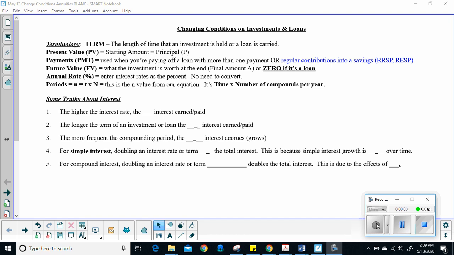Okay, we're going to take another look at the effects of compounding interest on things. We're going to start by just looking at regular compounding interest, and then we're going to bring payments into play. So a few terms to remember.